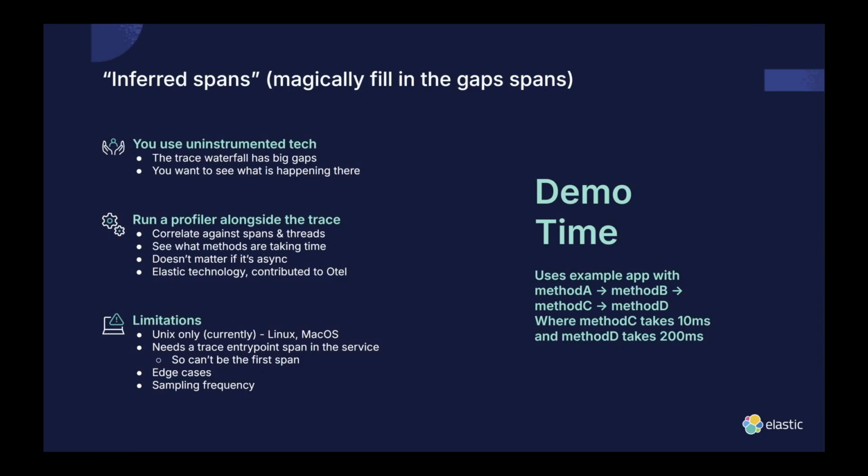And one of the things that we have is this thing called inferred spans. That's technology that was made at Elastic by one of my colleagues, Felix Barnsteiner, and we contributed it to the OpenTelemetry system. And they're very happy with it. All the stuff that I'm talking about is available in OpenTelemetry. It's already included in our EDOT agent. What this one does is it runs a profiler alongside the tracing.